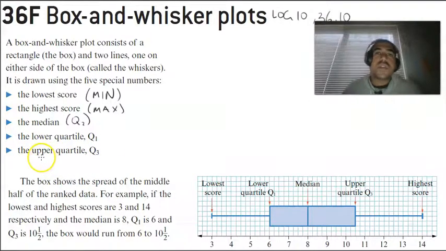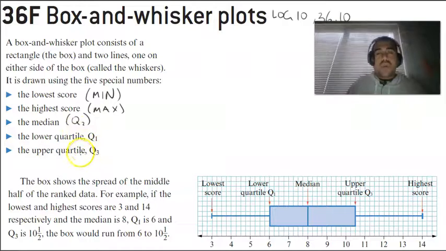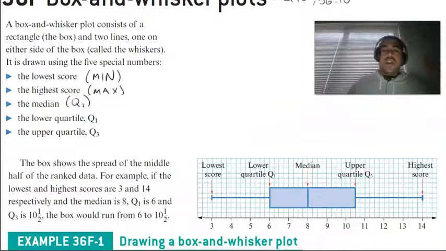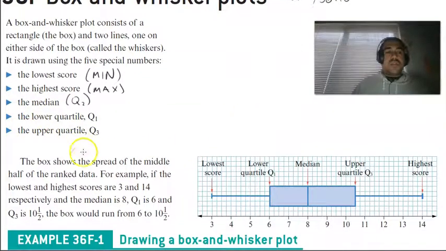From the previous videos, we looked into how to find Q1, Q2, and Q3. We're going to use that information to obtain the 5-number summary and plot it in a specific way that looks like this. Now, to put some context into this, the box shows the spread of the middle half of the ranked data. So let's take this example here.